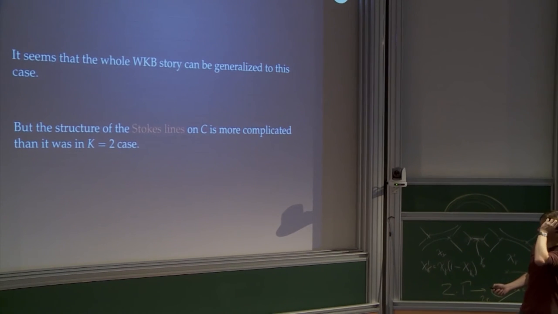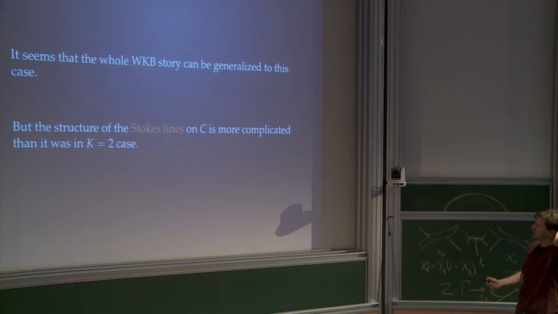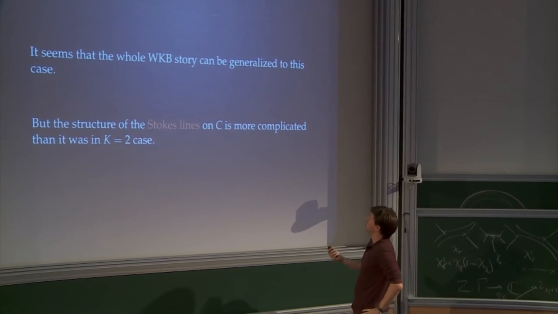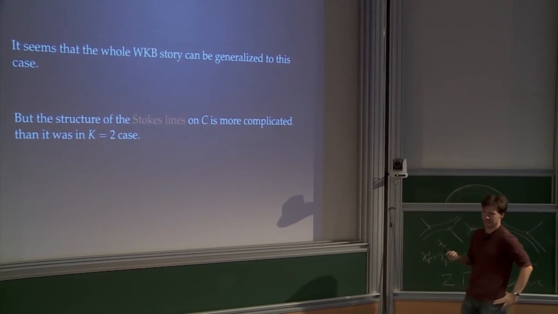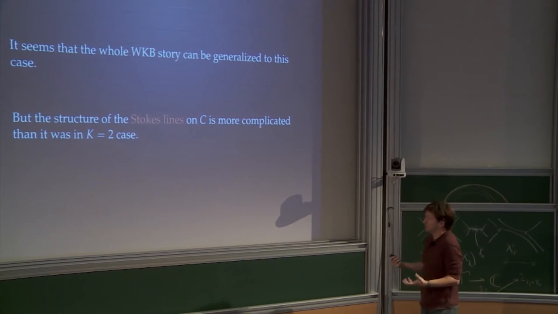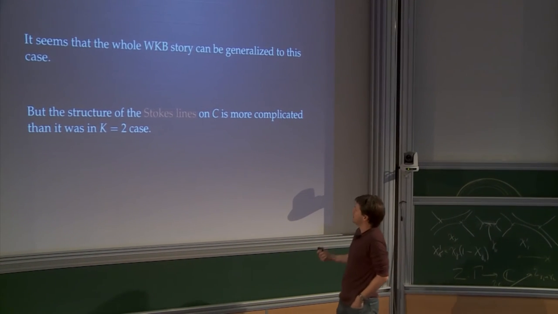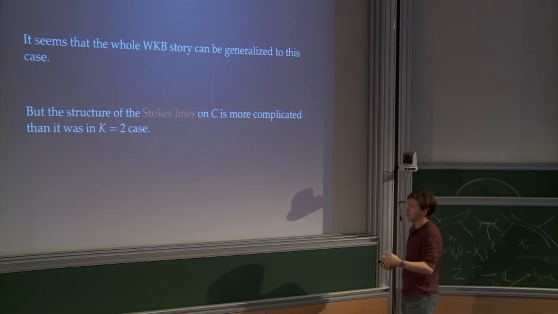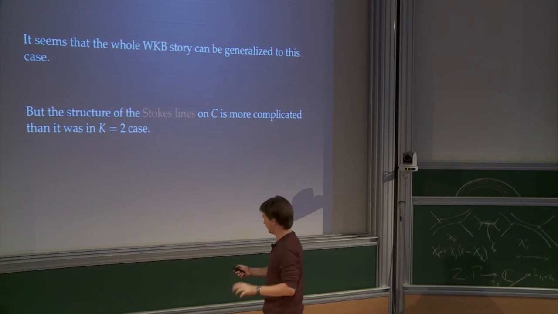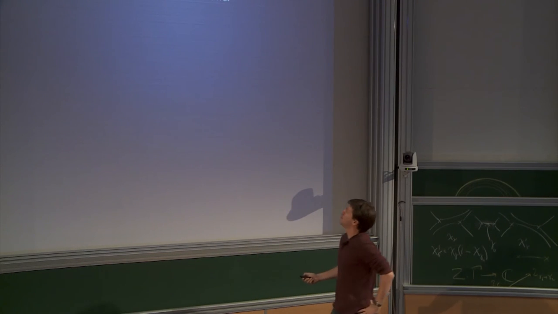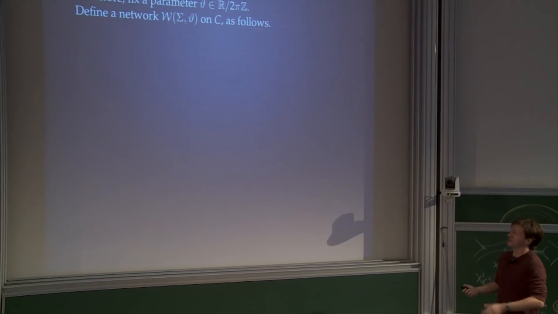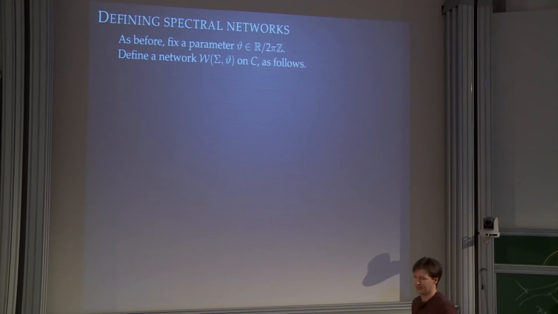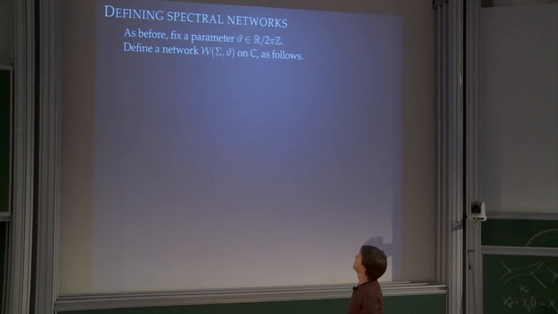And now, in this work with Gaiotto and Moore, we've tried to generalize the whole WKB story that I just told you to this situation. And it seems that it works, but the structure of the Stokes lines, the structure of the analog of this spectral network, will be more complicated than it was in the case k equals 2. So let me give you a definition analogous to the definition of the trajectories of quadratic differentials. I'm going to give you the higher rank version of those trajectories.